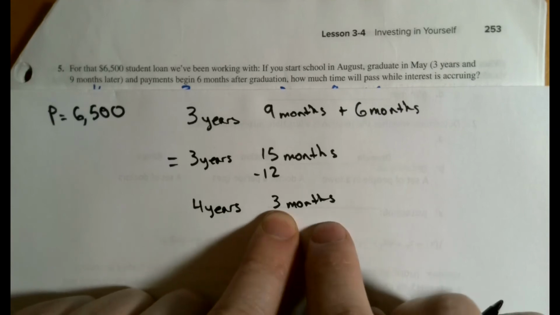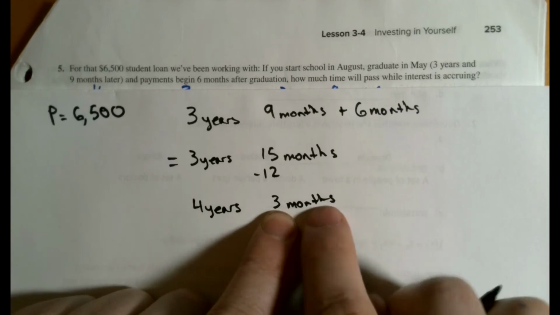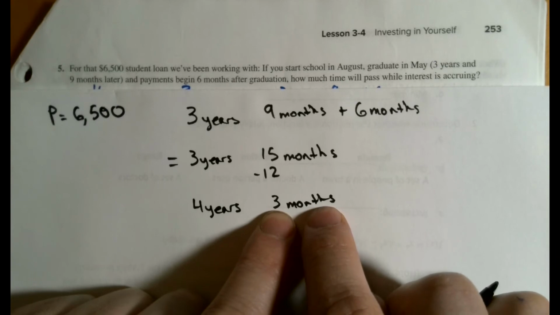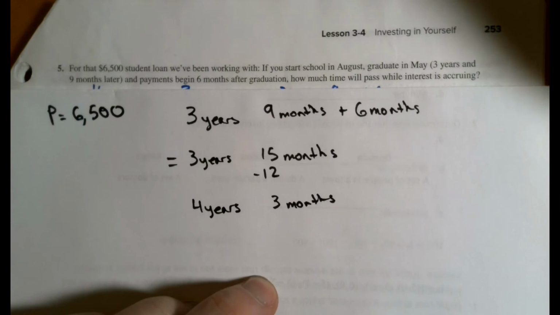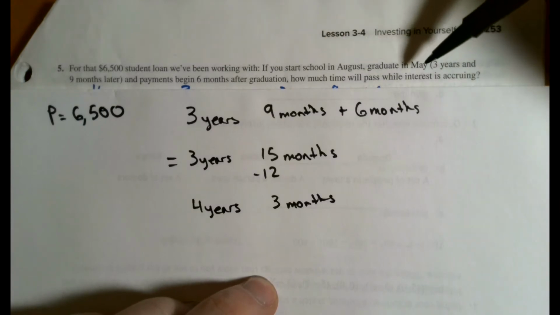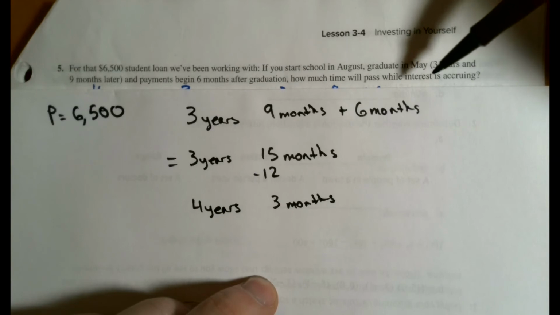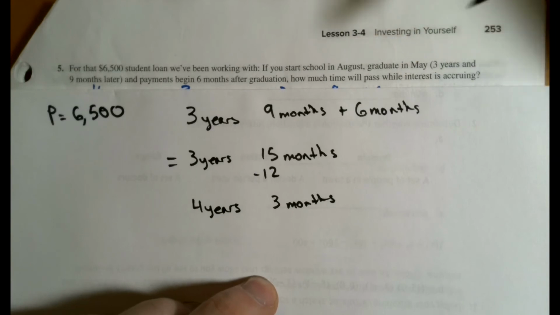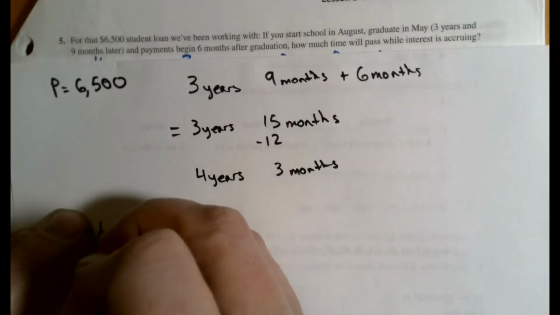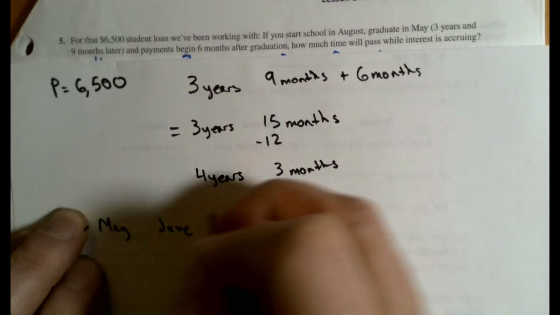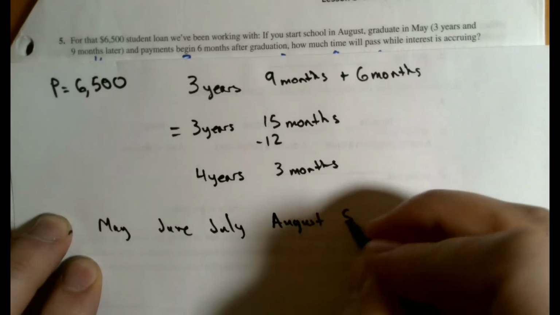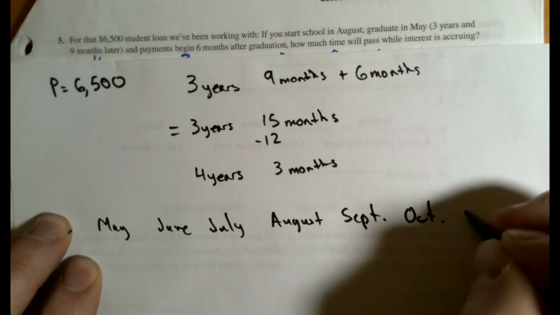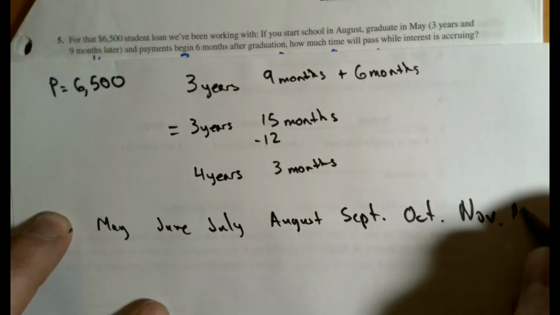So the question is, what 3 months are we going to have interest accrue? Are they February, March, April, and so on? Let's think carefully about this. We start in August, we graduate in May, 3 years and 9 months later. So it's now May, and then 6 months after May, we're going to begin our payments. So let's just write out the months. We've got May, June, July, August, September, October, November, and then December.